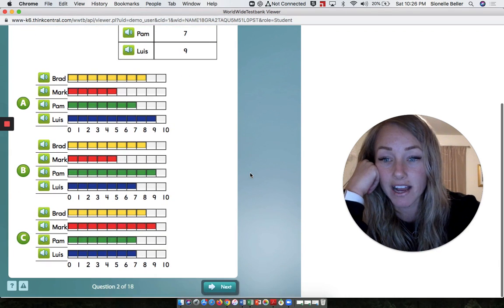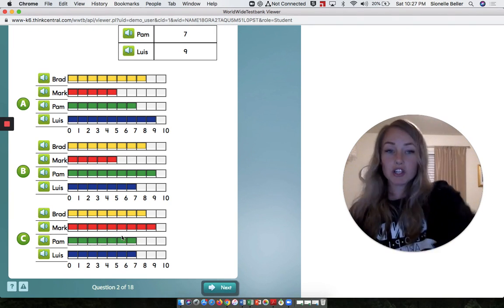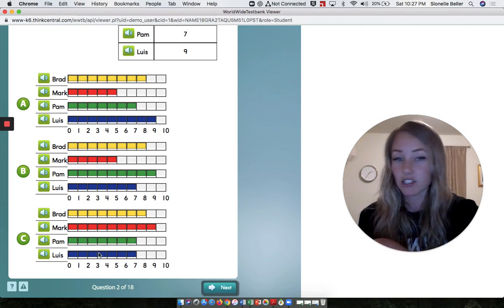Mark, 5. Let's see if Mark has 5 on these. Yep, here's the number 5. Mark goes to 5 on the first two. On this last one, Mark goes past 5. So this one we know is not letter C. Letter C is not the answer. It's either going to be A or B.